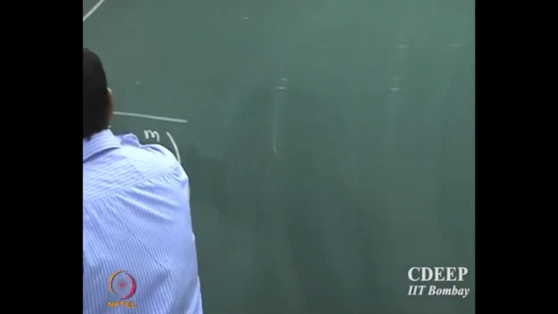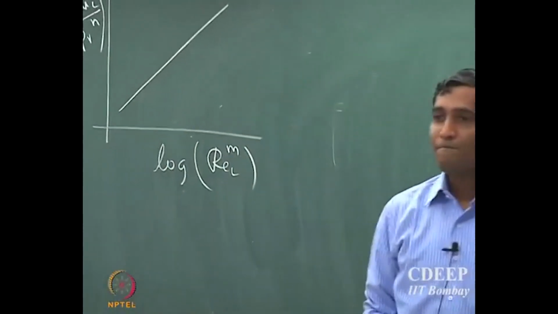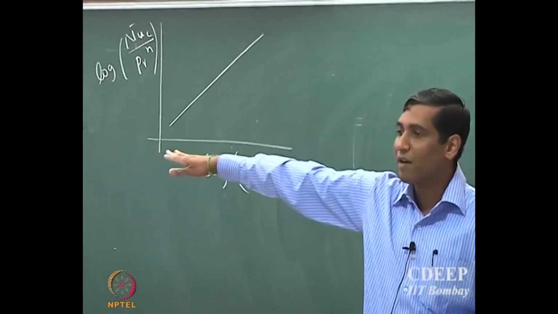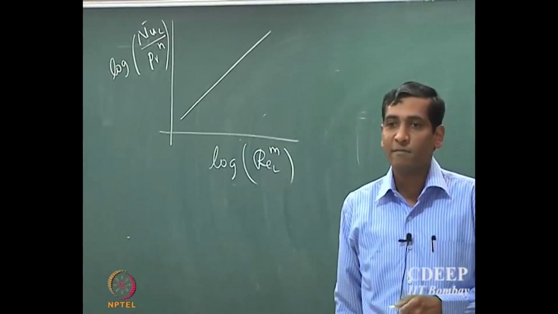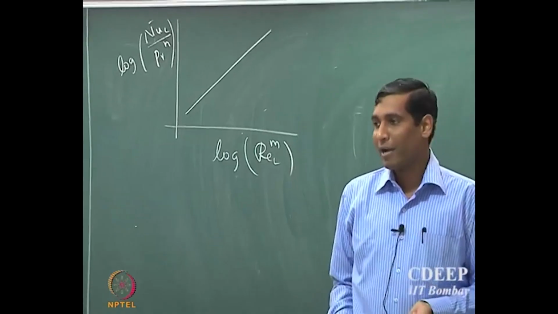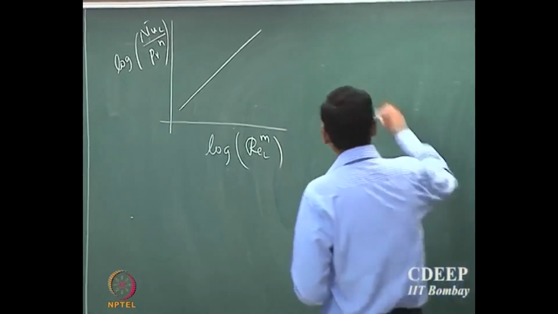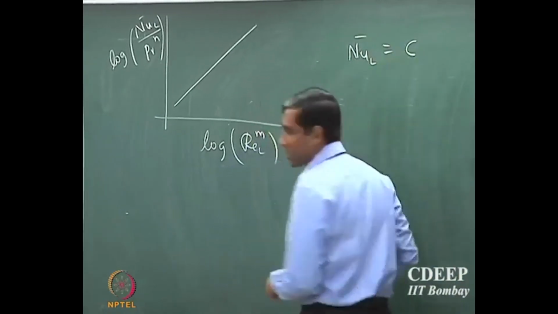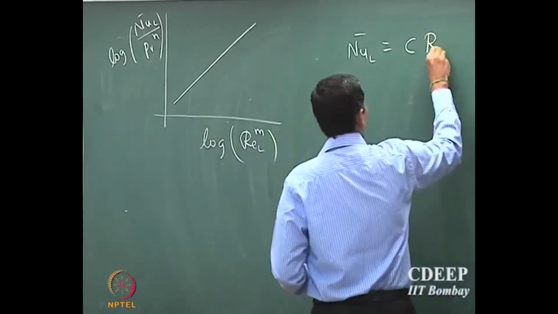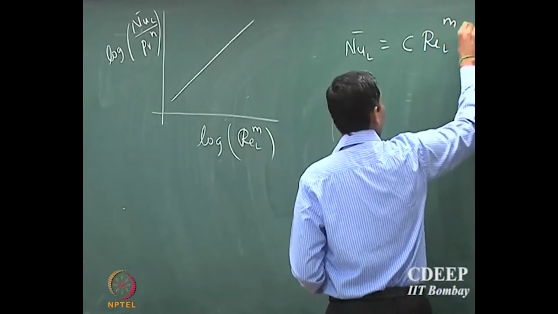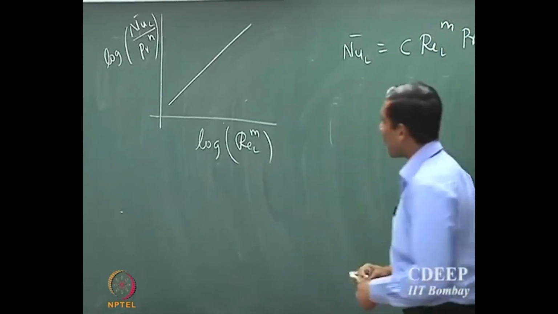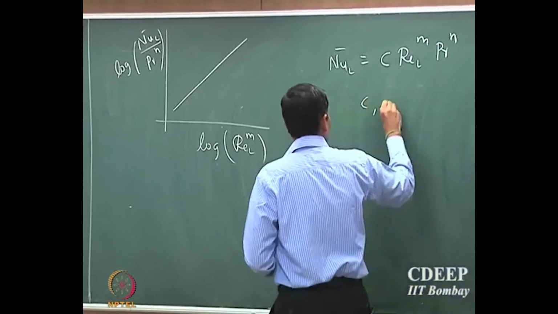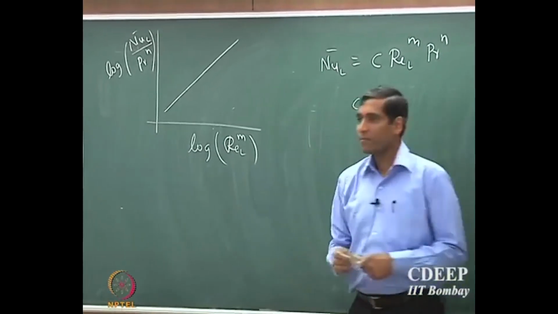So they try to bring it to the straight line form, not by assuming anything, but by looking at the functional form that one would get using the Chilton-Colburn analogy. So then, therefore, they found that it should be some constant c multiplied by Reynolds to the power m and Prandtl to the power of n. So now the exercise is just to find out what these constants c, m and n are.